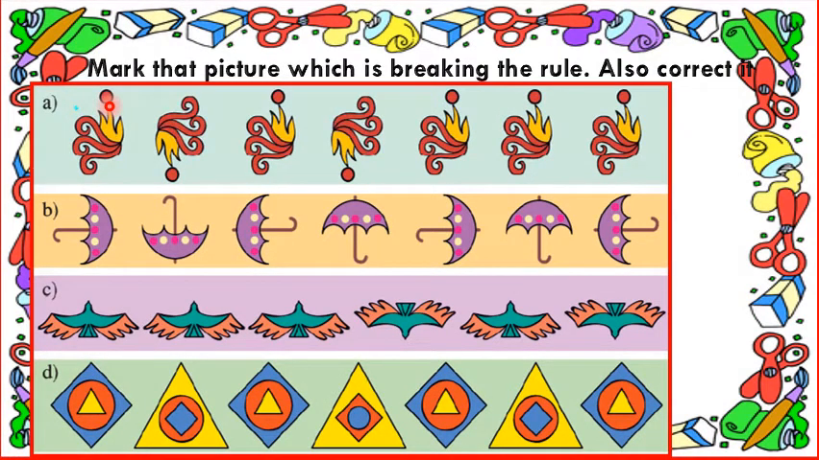Now look at the following patterns. Mark the picture which is breaking the rule. After that, correct that shape. A. Red circle comes up, then down, then up, then down, again up. But this circle is breaking the rule of half clockwise turn or 180 degrees clockwise turn. So circle the second last picture and draw the correct shape.